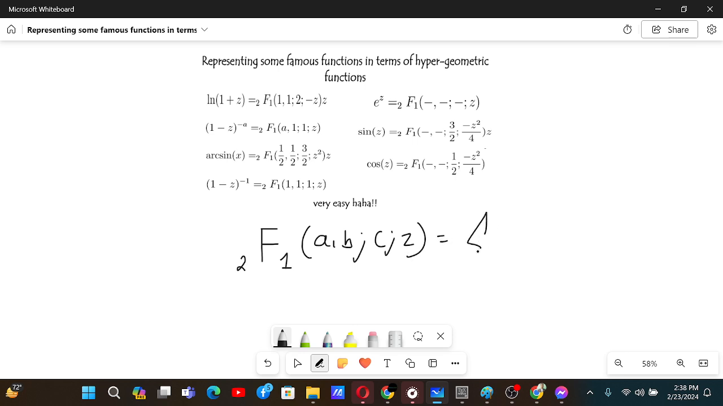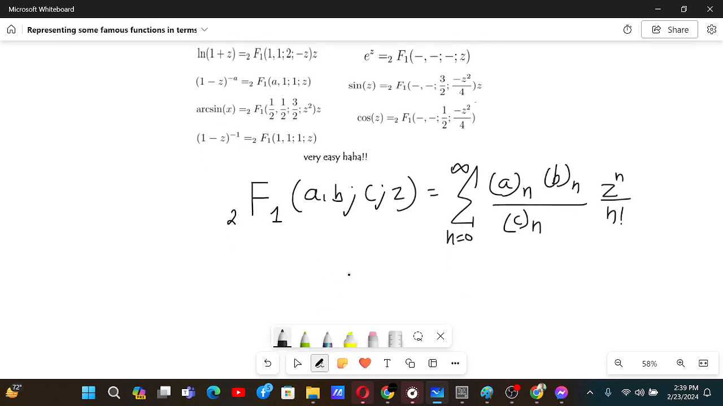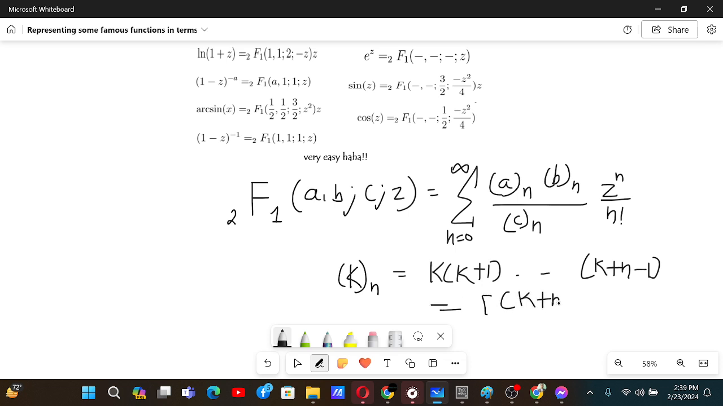This is defined as the sum going from n equals 0 to infinity of the rising factorial of a, the rising factorial of b, divided by the rising factorial of c, and then g to the power n by n factorial, where the rising factorial of k to the base n means the product from k to k plus n minus 1. And this can also be written as gamma of k plus n by gamma of k.